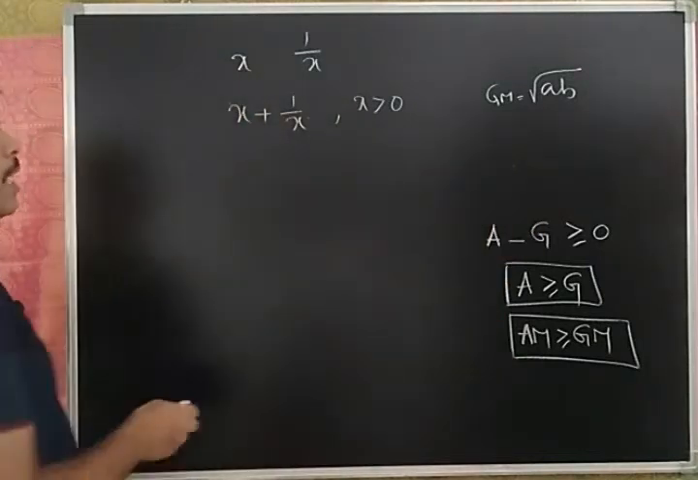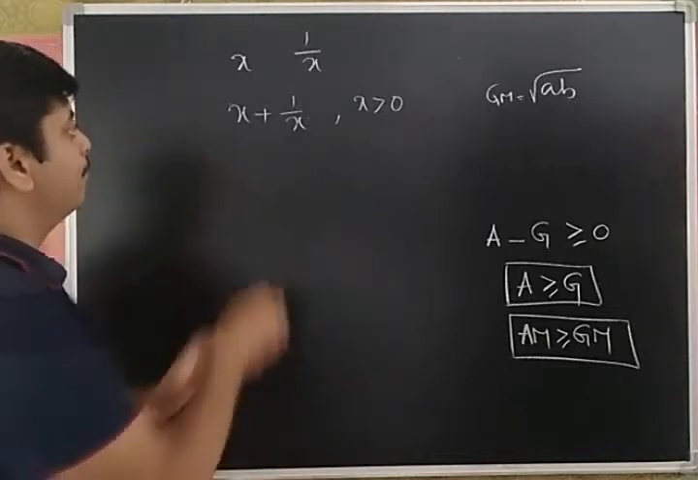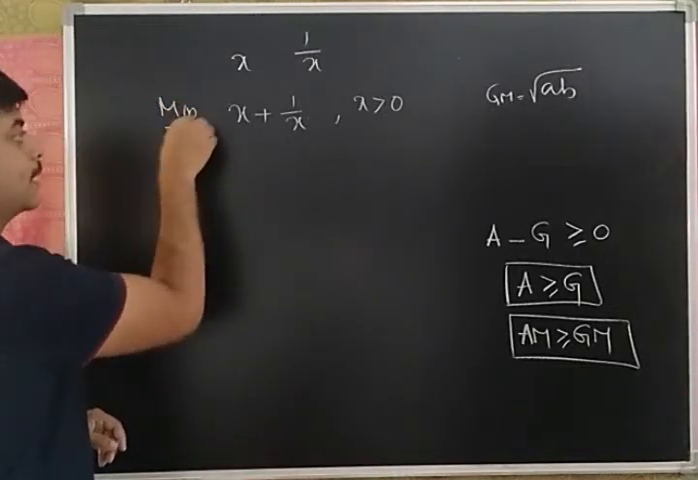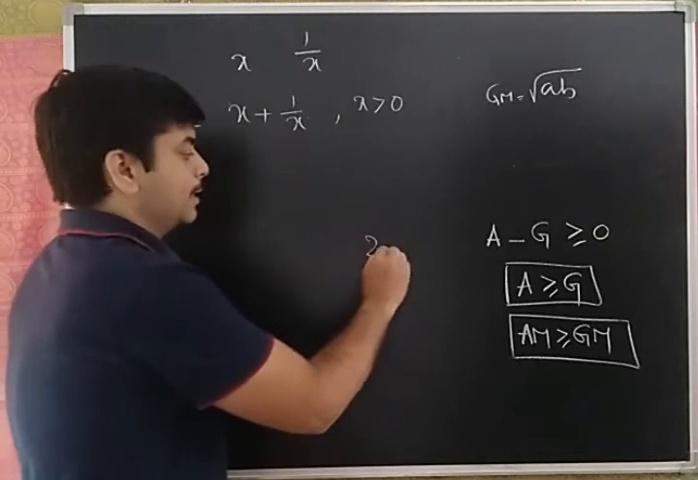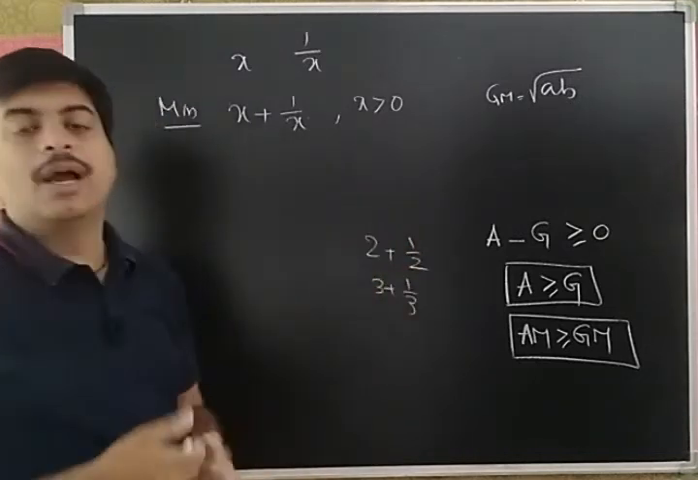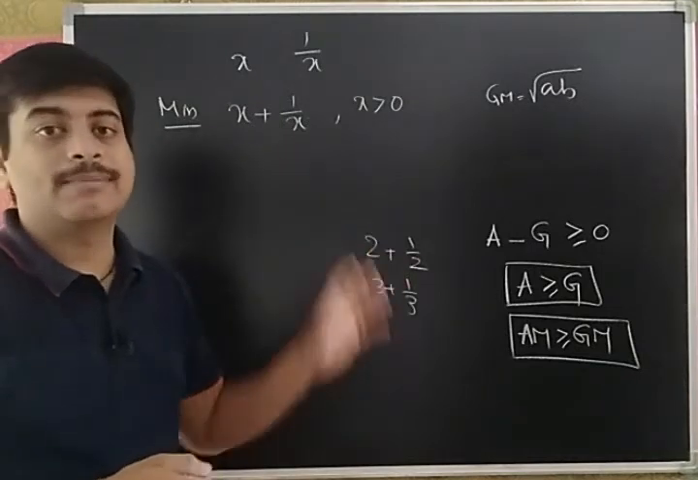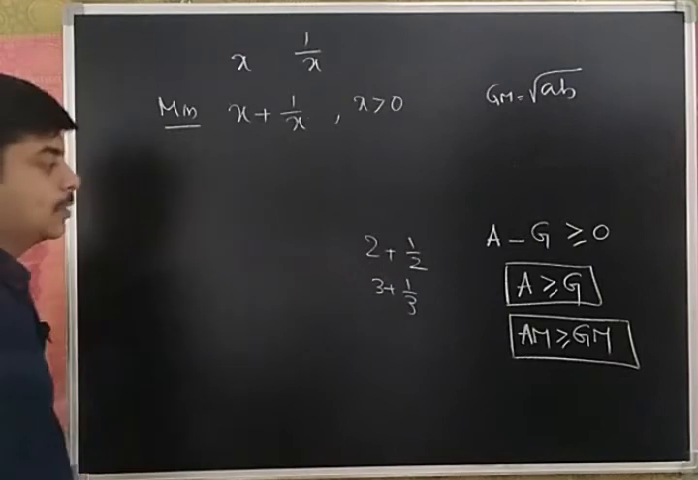In the same way, when x is a positive number greater than 0, I want to find the minimum value of x plus 1 by x. Like 2 plus 1 by 2, 3 plus 1 by 3. Every number gives me some value. I want to check what is the minimum sum I can get. What is the minimum sum I can get? So, see here.